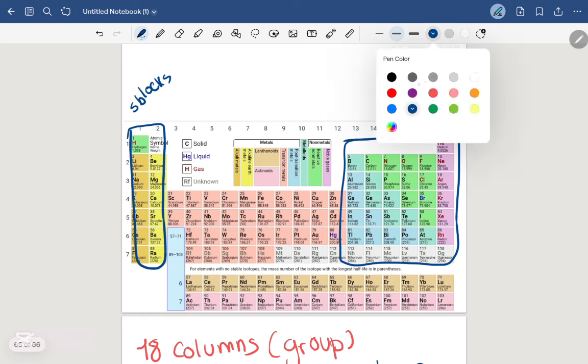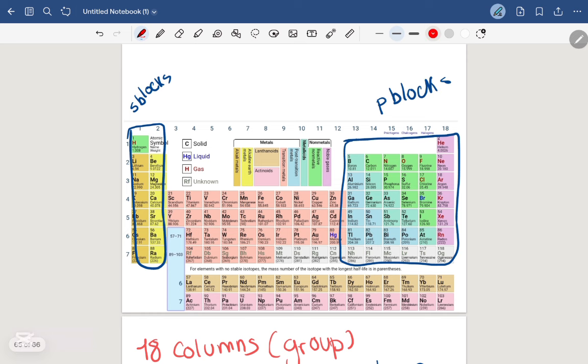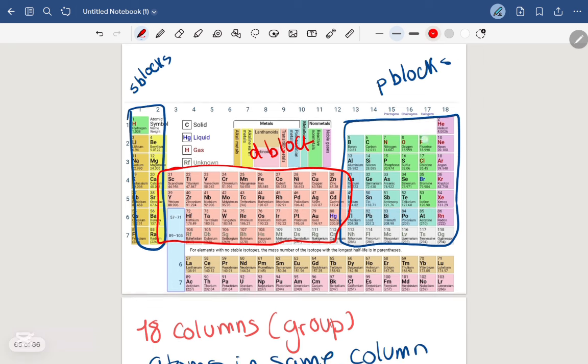Now let me change the color. What comes after P block? We have after P block the D blocks. The D blocks are from group 3 all the way till group 12. So all of this in red is a D block.